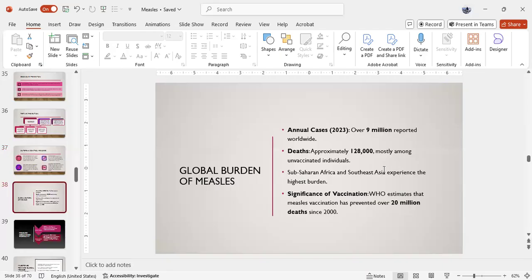Global burden of measles. Annual cases in 2023 were over 9 million worldwide. Deaths were 1,28,000, mostly among the unvaccinated individuals. Sub-Saharan Africa and Southeast Asia experienced the highest burden. WHO estimates that measles vaccination has prevented over 20 million deaths since 2000.